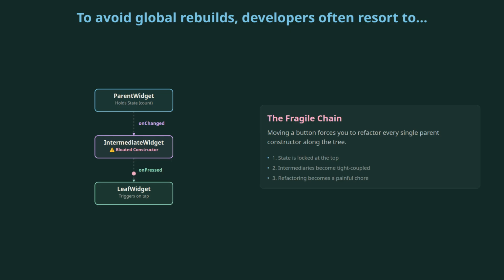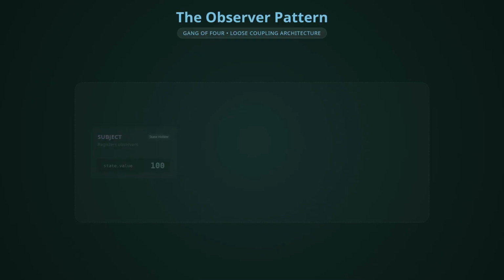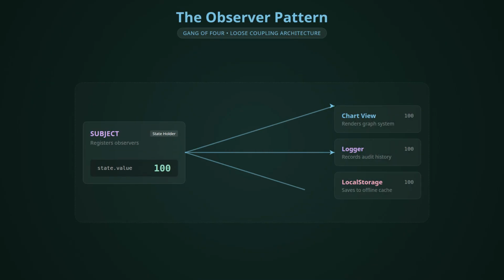There has to be a cleaner, decoupled way to say, hey, this specific data changed, whoever is interested, go ahead and redraw yourself. Enter the observer pattern, a classic software design pattern dating back to 1994. Instead of passing state down manually, we create a centralized subject that holds the state. Observers can register interest in this subject. When the subject updates, it broadcasts a notification to all registered observers, who then pull the updated data.